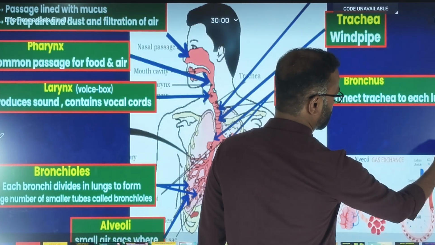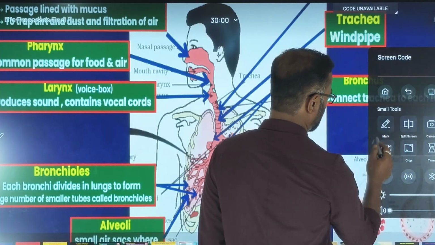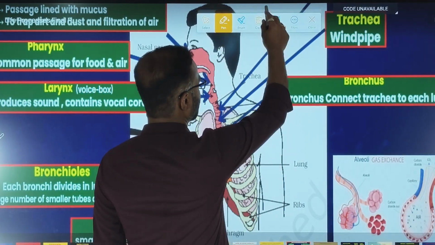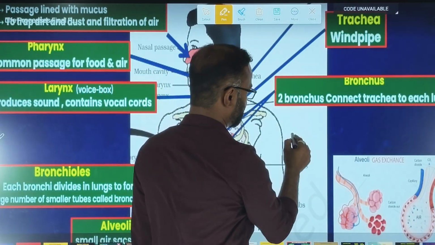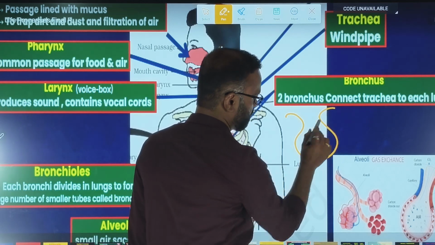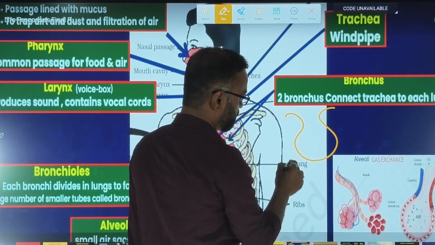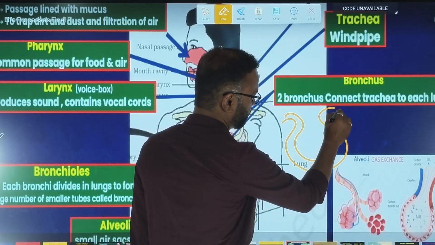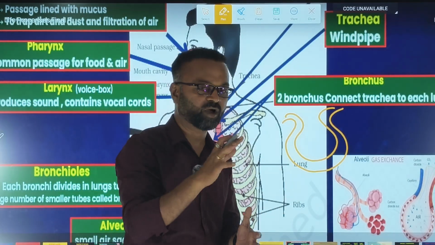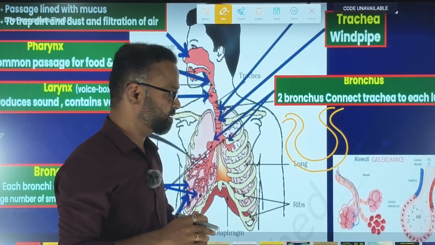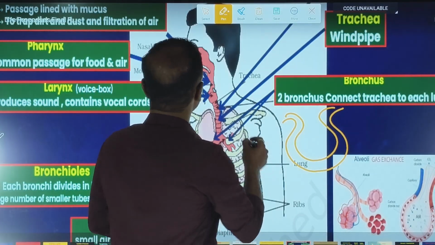So there are lakhs of alveoli which cover the end of the bronchioles, and we call them air sacs. Now imagine this is one particular alveolus. Here what is flowing? Here blood is flowing, because the walls of alveoli are covered by thin blood vessels, so called capillaries. So what is happening over here?